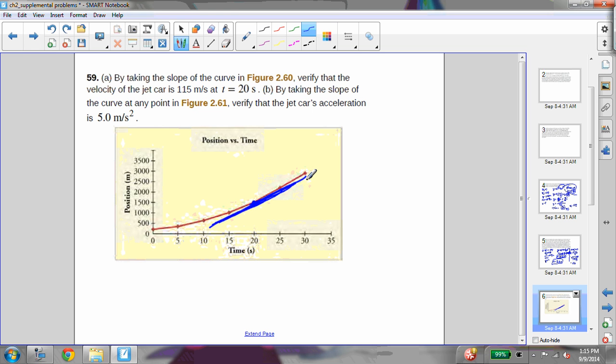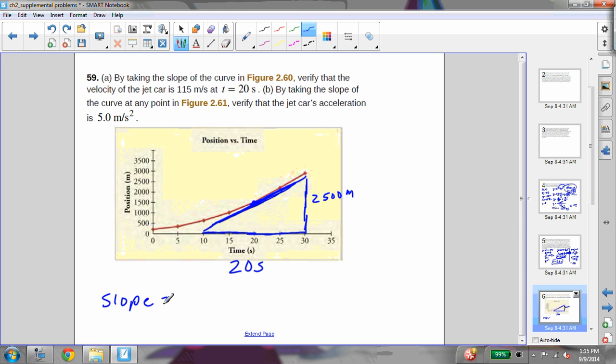We have to estimate this. And then rise over the run. Something like that, maybe. That looks like a nice tangent line. My run is 20 seconds. My rise goes from 0 to, looks like, about 2,500 meters. And then I want to find the slope.